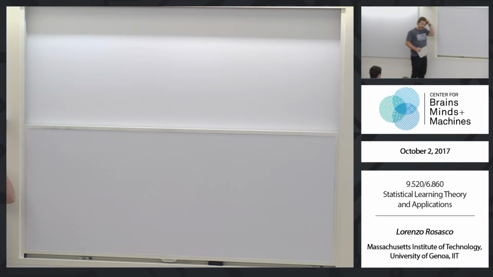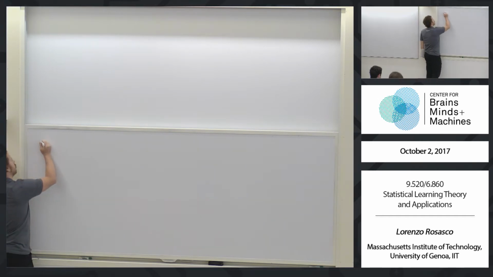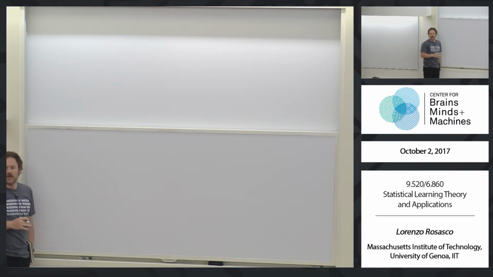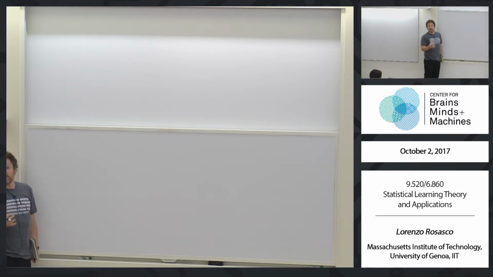Today we dig our hands more into different algorithmic ideas. Let me briefly recap where we are up to now, and then move on. So far we've seen whatever you might want to call Tikhonov regularization, penalized empirical risk minimization, and so on and so forth.